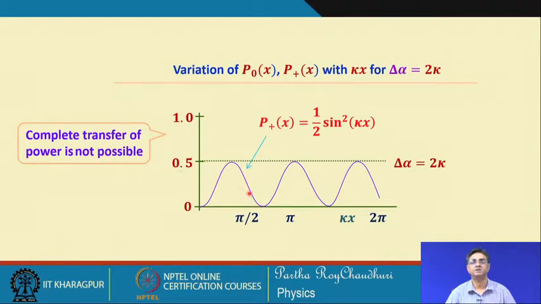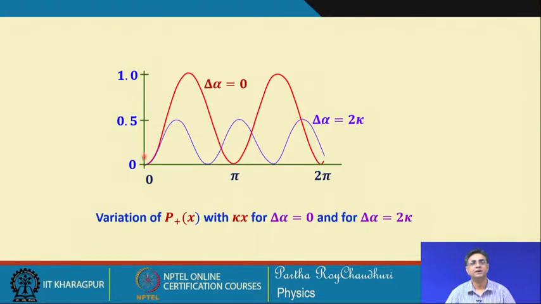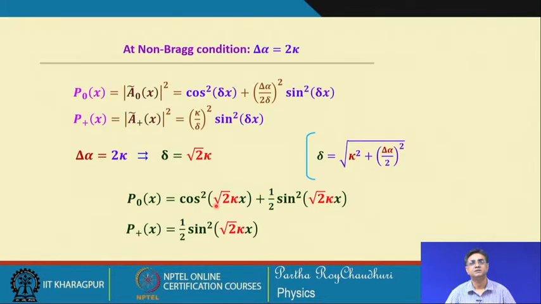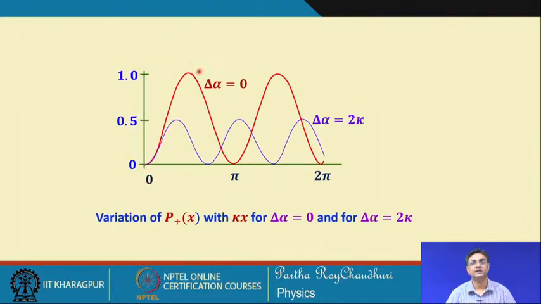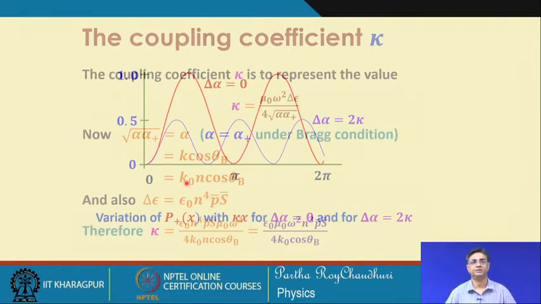That is, complete transfer of power is not possible for this situation, where delta alpha is equal to twice kappa, and in that case you have the power variation in the 0th order. This is the power variation for delta alpha equal to 0, and this is the power variation for delta alpha equal to twice kappa. So, you can see the difference: the maximum power transfer is possible only at the Bragg condition, but at any non-Bragg condition other than delta alpha equal to 0, the power variation is incomplete.